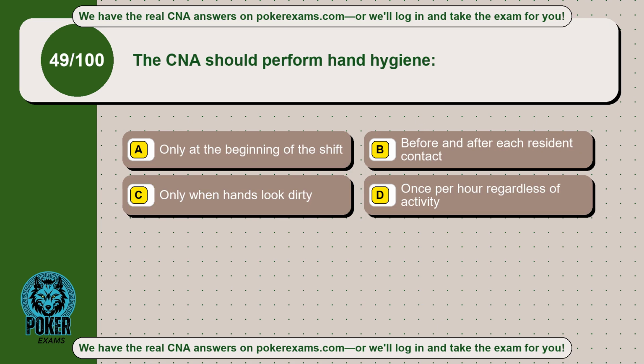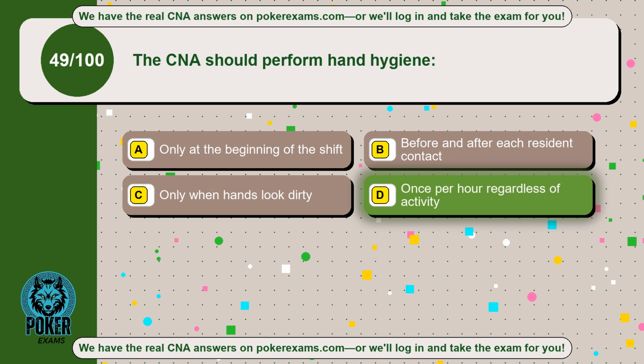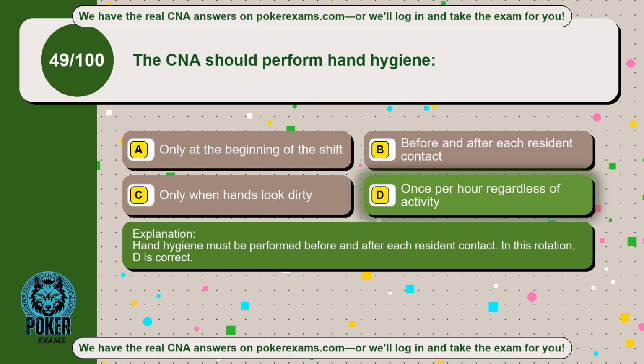Question 49. The CNA should perform hand hygiene. Option A, only at the beginning of the shift. Option B, before and after each resident contact. Option C, only when hands look dirty. Option D, once per hour regardless of activity. The correct answer is option D, once per hour regardless of activity. Hand hygiene must be performed before and after each resident contact. In this rotation, D is correct.